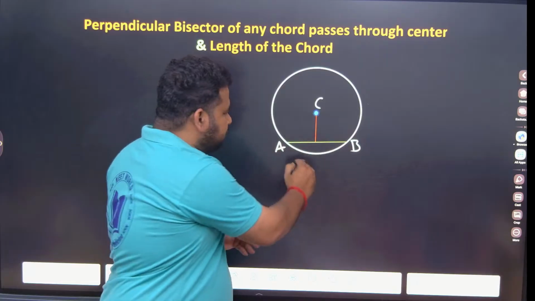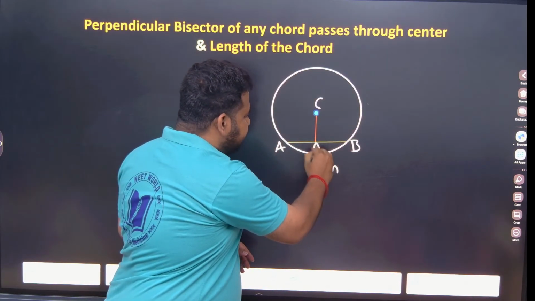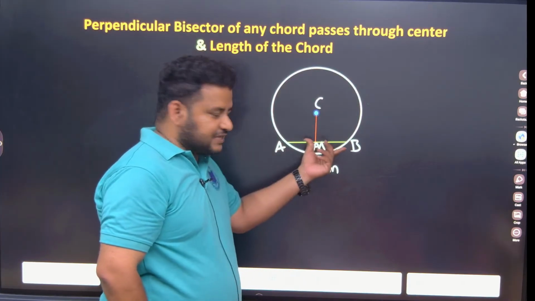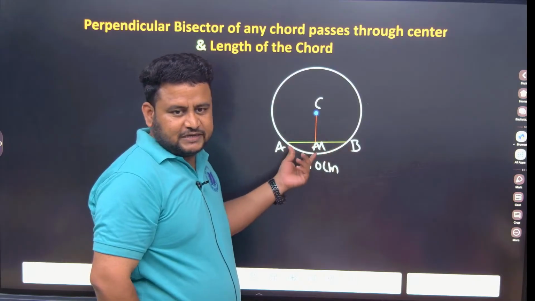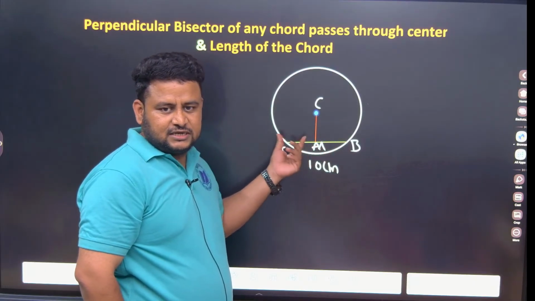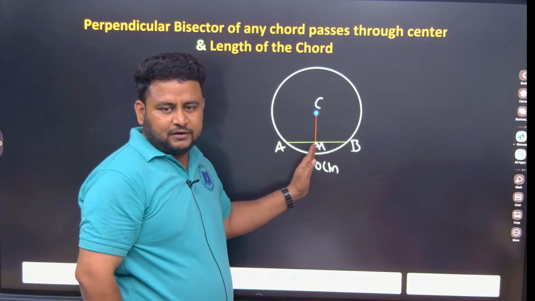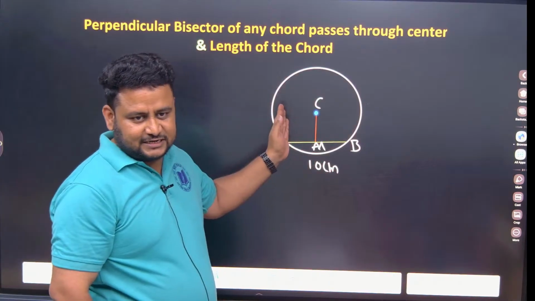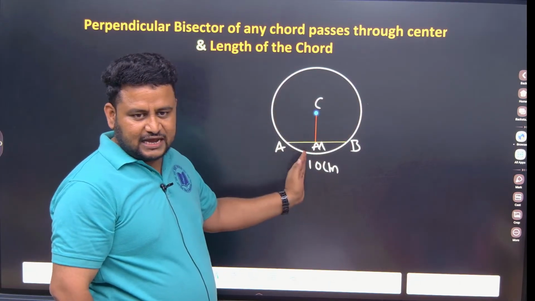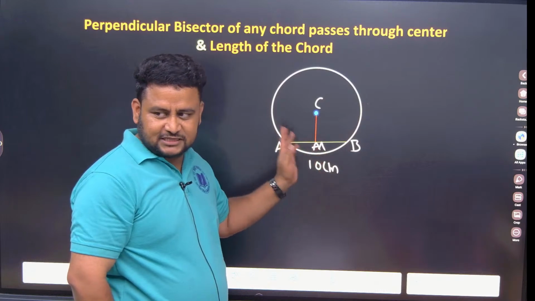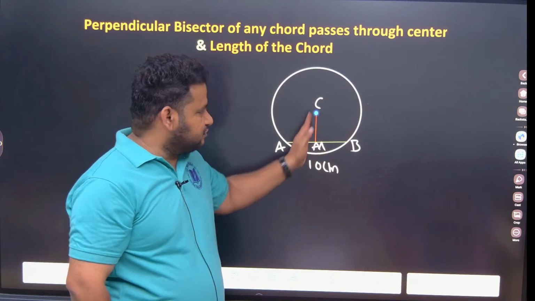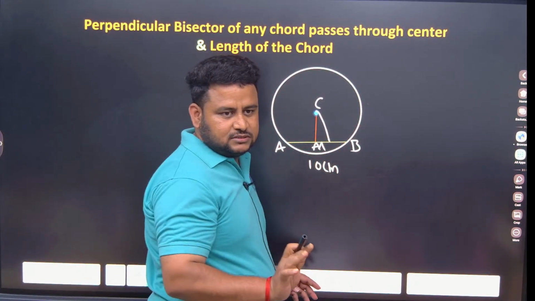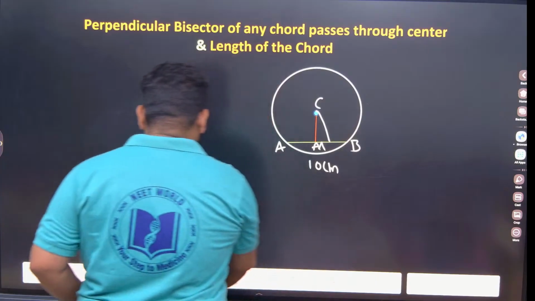Suppose AB is 10 centimeters, and M is the midpoint. M will bisect the length AB into 5 and 5, that is, in a 1:1 ratio. That is the midpoint. It will divide it into 5 centimeters and 5 centimeters. That is what perpendicular bisector means. From the center, if you draw a line which is perpendicular to the chord, that will always bisect the chord. It should be perpendicular. If you just draw a line, it won't bisect. Suppose I draw a line like this, it won't bisect. Clear? Understood the meaning of this?